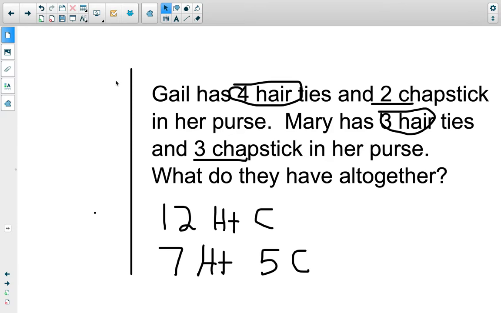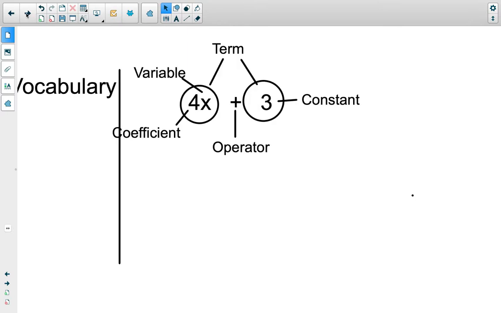I'm going to go back to Mary and Gail. Hair ties and chapstick are not like terms. I can't put them together and call them hair tie chapsticks. I have hair ties and I have chapsticks. Those are unlike terms.